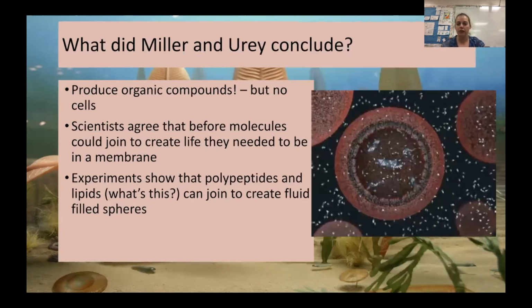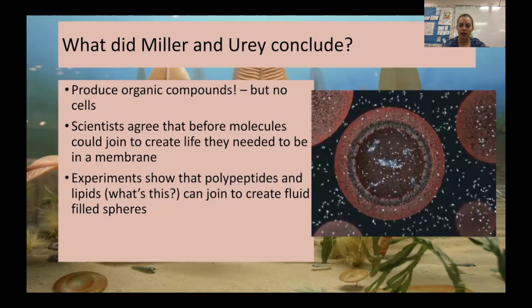Now, this experiment has been done many times since then, and what Miller and Urey found were not cells. Again, that's not what they were looking for, but they did find organic compounds, particularly amino acids, those components needed to build proteins. Now, scientists do agree that before you can have life, you need a cell, and those chemical reactions need to be taking place inside the cell, which can then replicate itself.